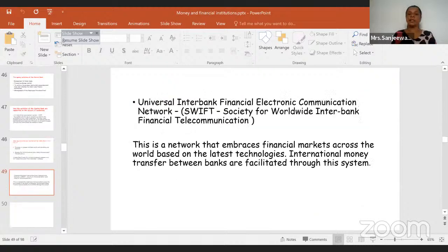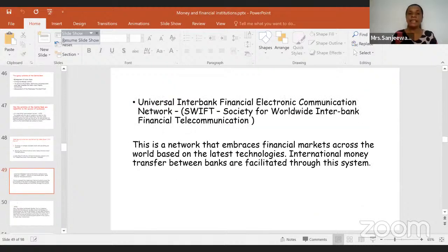So the next one, SWIFT, Universal Interbank Financial Electronic Communication Network. It's a network that embraces financial markets across the world, a worldwide one based on the latest technology. So this is known as SWIFT, right? International money transfers and all that you can do through this SWIFT.